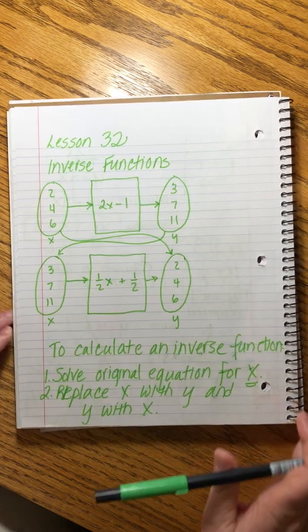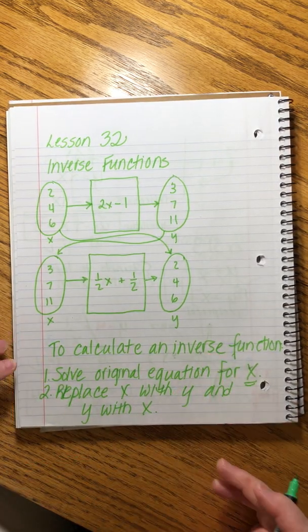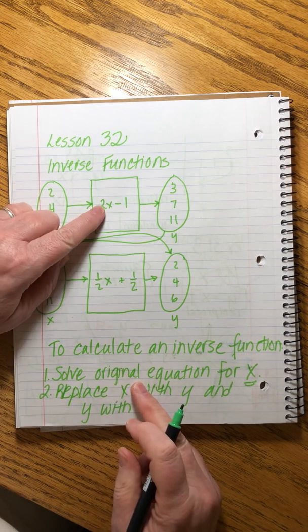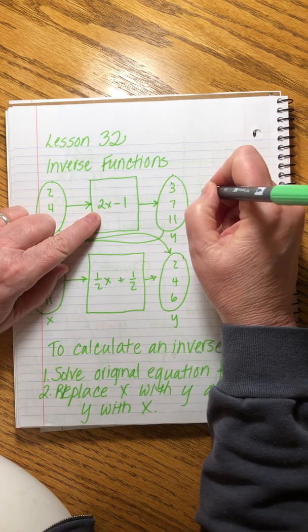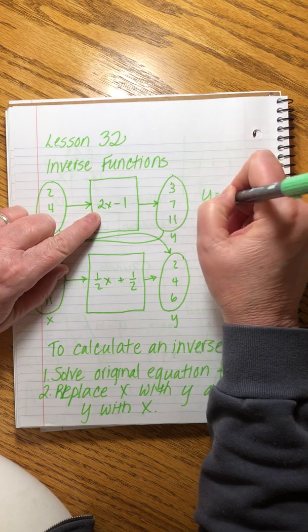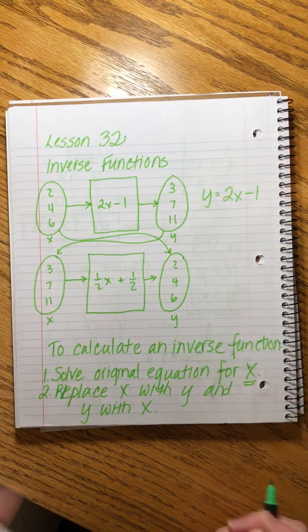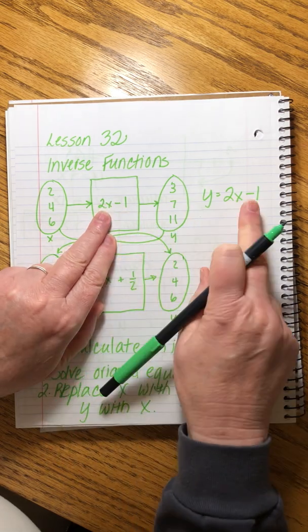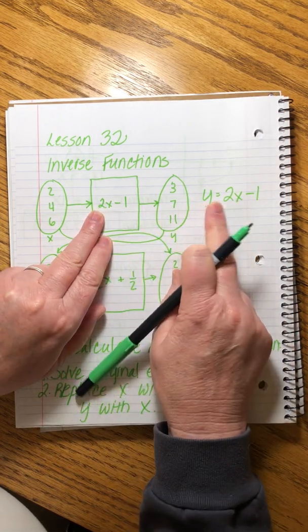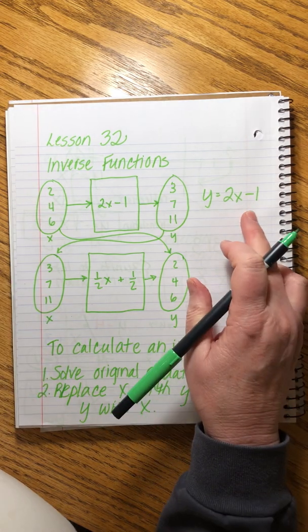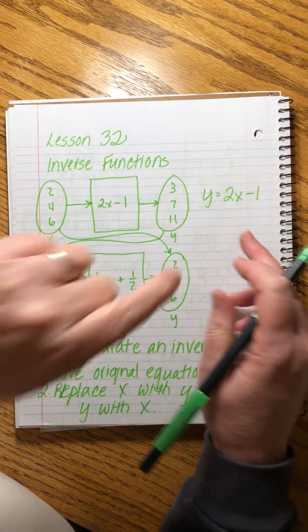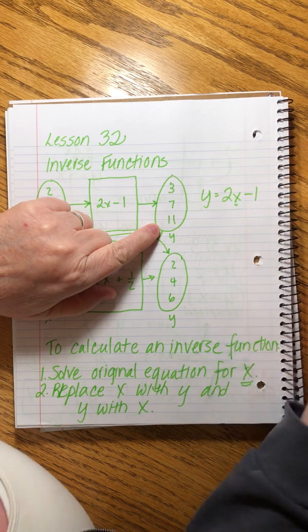All right, so to calculate an inverse function, you take the original equation and you solve it for x, right? So our original equation was y equals 2x minus 1. Right? So we might just have that part of it written in the box. So we have to add the y equals sometimes, not always. All right? So we start with that. Now we're going to solve it for x. There's our x there.